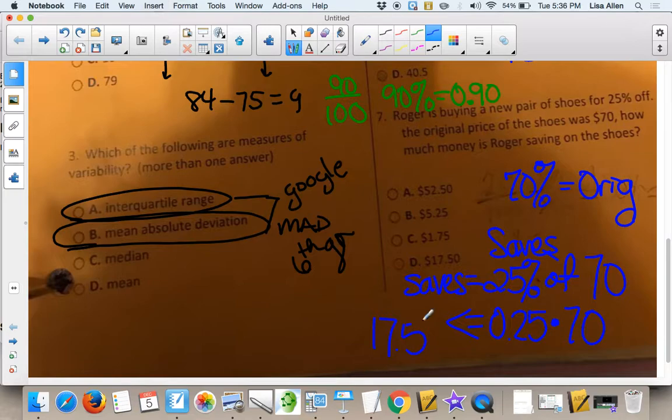I think. Can I do that in my head right? Okay, $17.50 looks like that's what it is. Have mommy check that with your calculator, or you check it with your calculator. I'm going to stop this video now and send you one more after that.